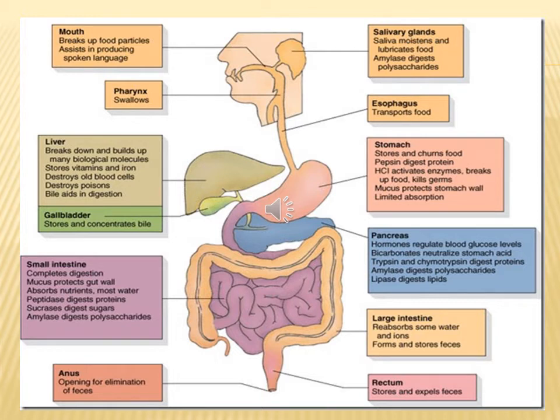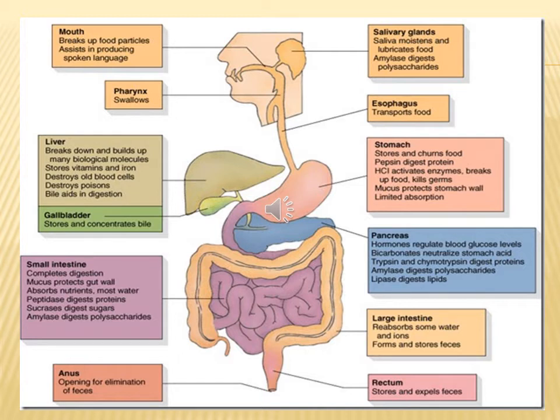What is inside the stomach? Pepsin, an enzyme to digest protein. There is also the liver, to break down and build up many biological molecules and store vitamins. The gallbladder stores and concentrates bile. The pancreas produces hormones that regulate blood sugar level.